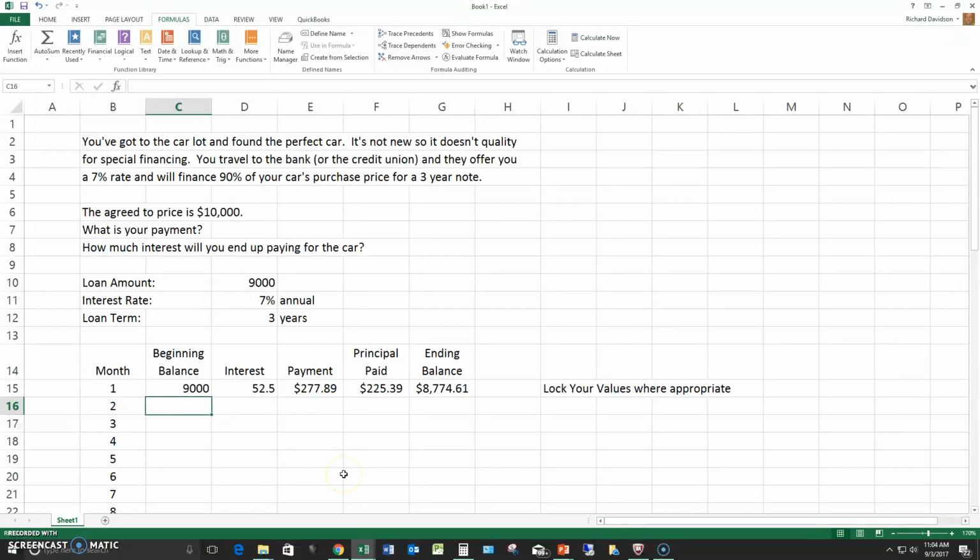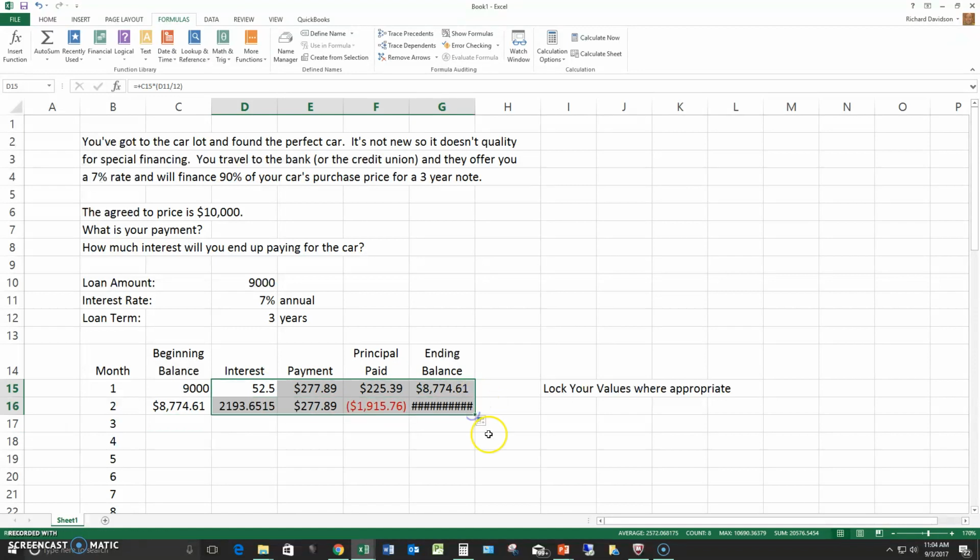Now let's go ahead and put the formula in for month 2. The beginning balance of month 2 is exactly the same as the ending balance of month 1. And if we've done this right, we should be able to highlight this and copy them down. But whoops, what happened here? Our interest jumped from $52 to $2,193. Something's not right. If I look at the F2 and look at the formula, when I copied it down, I failed to lock the interest rate in the formula, and it went from 7% down to 300%, or 3 years. So I know I screwed up.